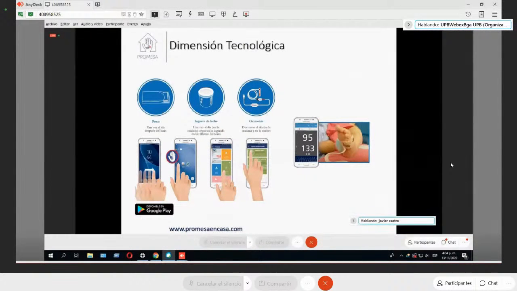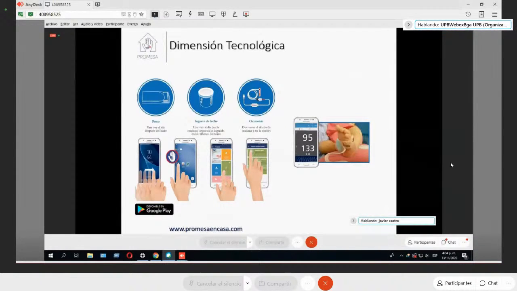In the technological dimension, we give all the parents a digital scale, a measuring cup for measuring the intake of milk, and a pulse oximeter. And with a smartphone, we provide them a data plan. So by means of an app, they can have measurements of saturation and heart rate in real time.